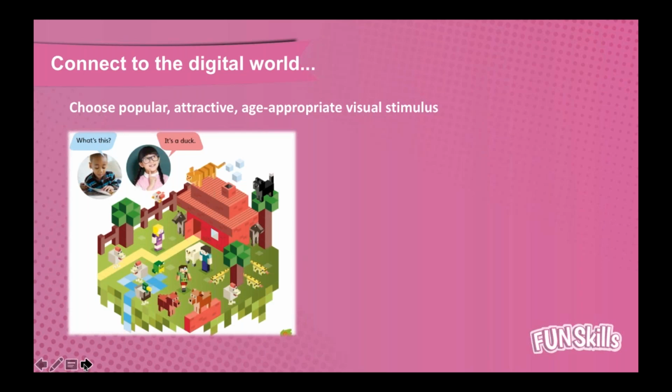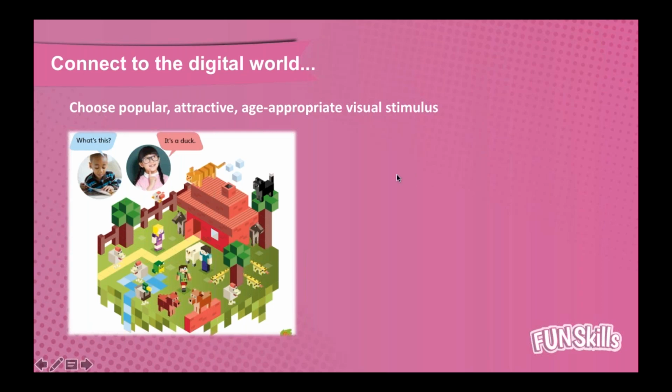So here's an example. Instead of perhaps having a usual picture of a farmyard, we've taken the idea of popular video games and films that children might watch to use this on a page. So here we've got an example of a farm. Now, if you were to use this image in your classroom, how might you maximize the potential of this image in your classroom?